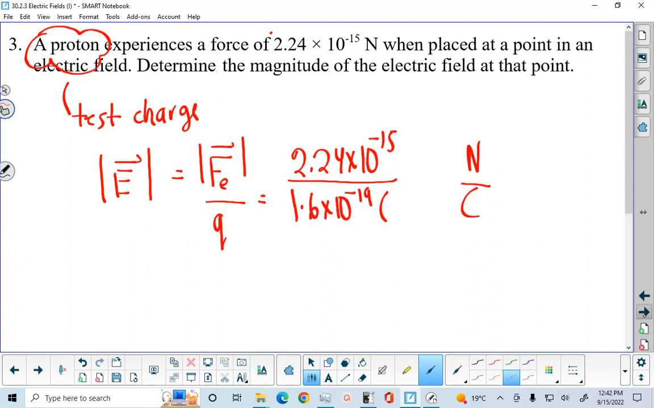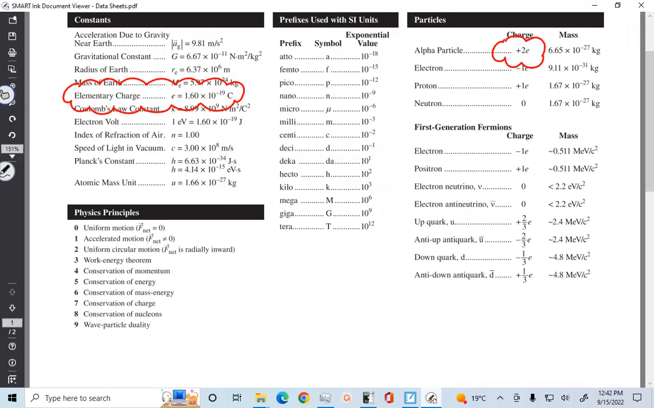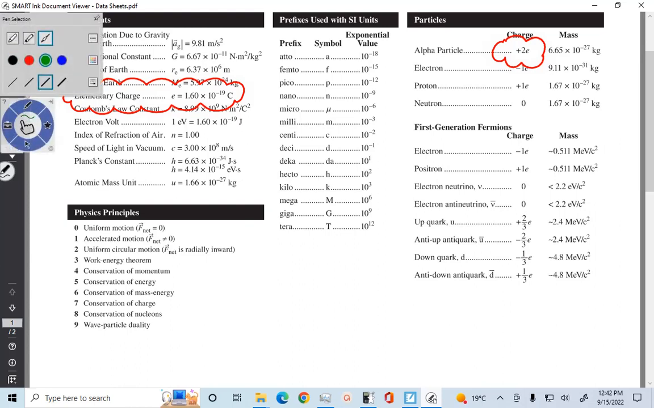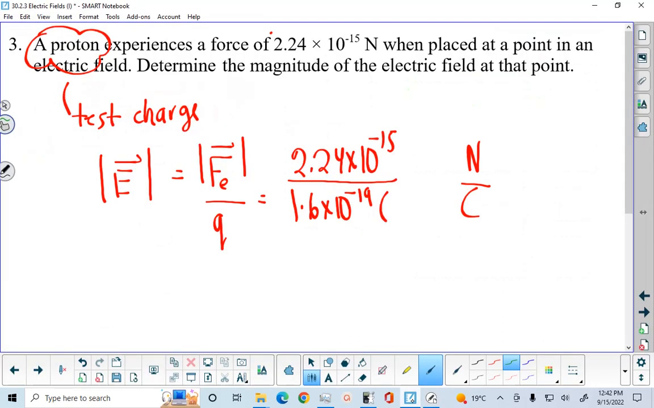If you go to your formula sheet and look up the charge of a proton, which I'm going to circle in green, this is the charge of a proton. It says positive 1e. Well, e is 1.6 times 10 to the negative 19. So all we have to do is divide those numbers.